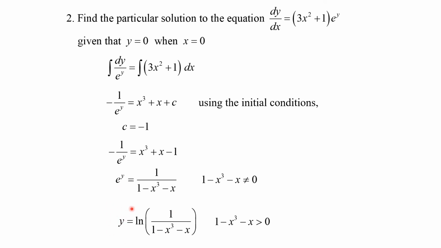Therefore, you need to introduce ln on both sides. So y ln e equals y because ln e is 1, and ln of 1 over this. Your final answer will be reduced to y equals ln of 1 over 1 minus x cubed minus x. You have to state that the denominator here has to be positive because ln of a negative value is undefined. Please bear that in mind.